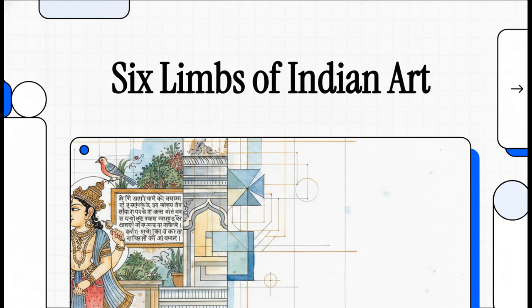We're diving into a brilliant ancient Indian framework known as the Ṣaḍaṅga. And honestly, this is literally the ultimate blueprint of beauty for traditional art.